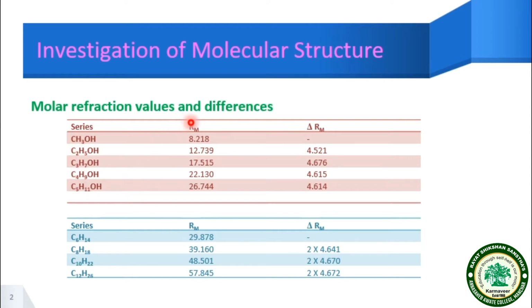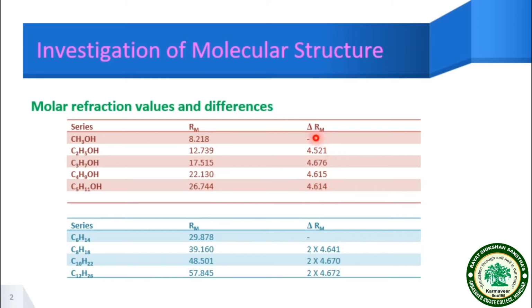The values of molar refraction calculated are 8.218, 12.739, 17.515, 22.130, 26.744. And the corresponding difference between these two values is found to be 4.521, between these two values 4.676, between these two values 4.615, and these two values 4.614.